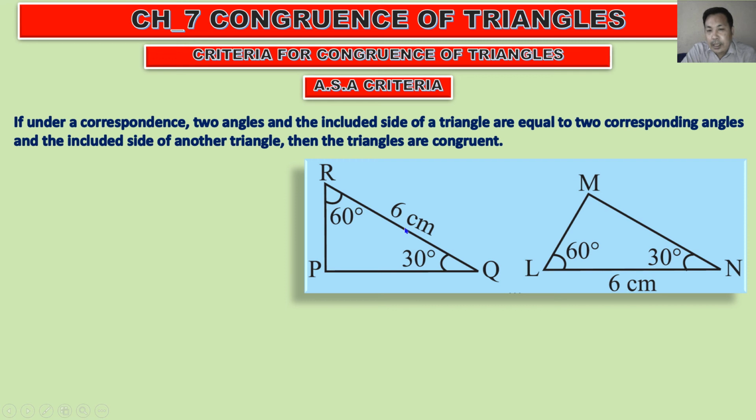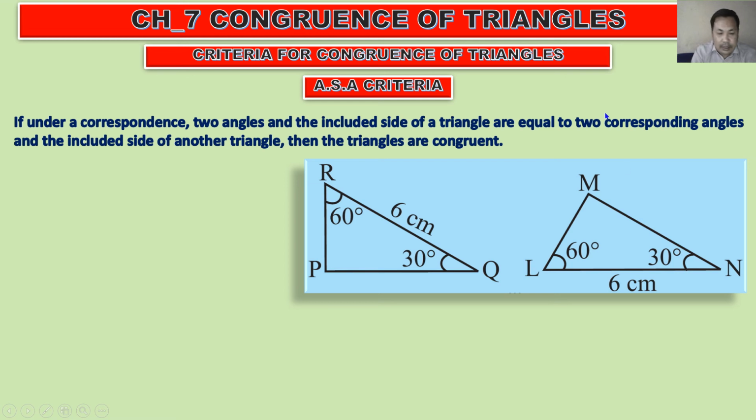You see RQ and LN are the included sides, and the two angles, 60 degrees and 60 degrees, 30 degrees and 30 degrees, are equal. So these two triangles are said to be congruent under the ASA criteria. ASA means angle, side, angle. You can see angle, side, angle, like this.